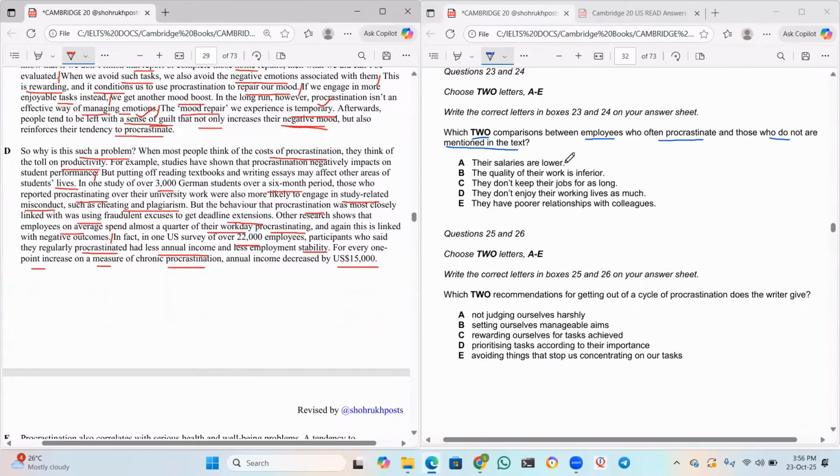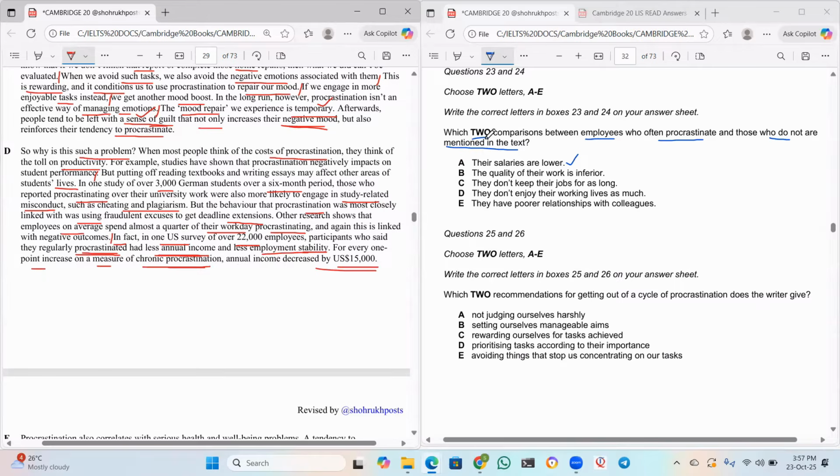Their salaries are lower. Did we read anything related to salaries here? Where did we read? I think in the D paragraph, last we have read, right? So what is that? See, in fact, in one US survey of over 22,000 employees, participants who said they regularly procrastinated had less annual income and less employment stability. These two are done. Less income and less stability. So for 1 point increase on a measure of chronic procrastination, annual income decreased by $15,000. Yes. So their salaries are lower. Yes. So people who procrastinate, their salaries are lower.